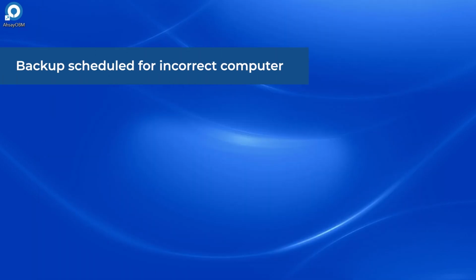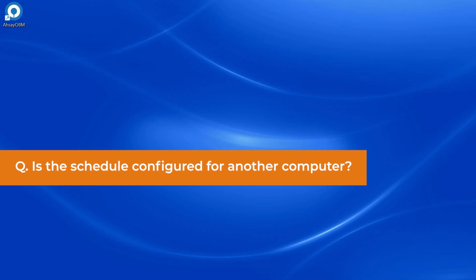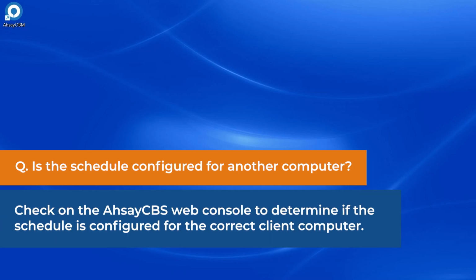Backup scheduled for incorrect computer. Is the schedule configured for another computer? Check on the AhsayCBS web console to determine if the schedule is configured for the correct client computer. In the scheduler debug log, check if entries similar to the following can be found.